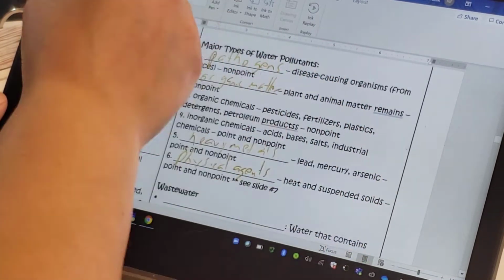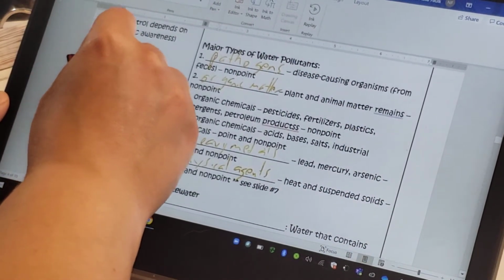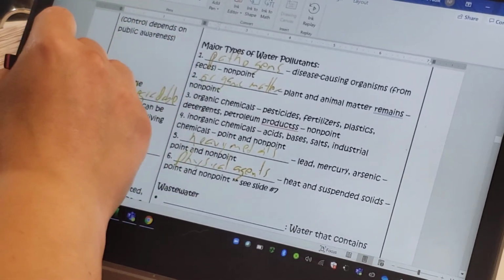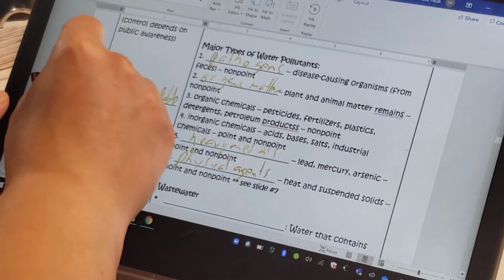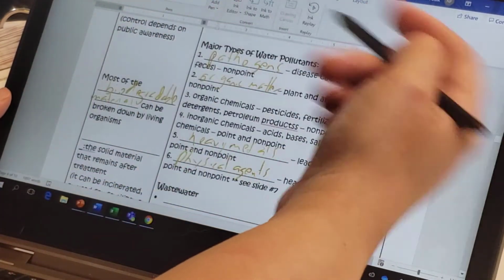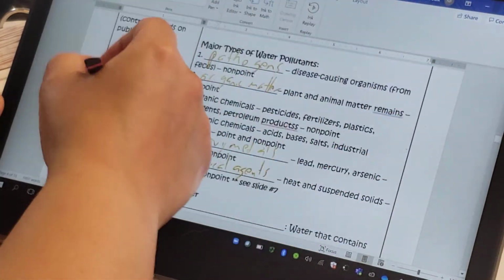All right, most biodegradable material can be broken down by living organisms. Okay, if it's biodegradable, it can be broken down by living organisms.